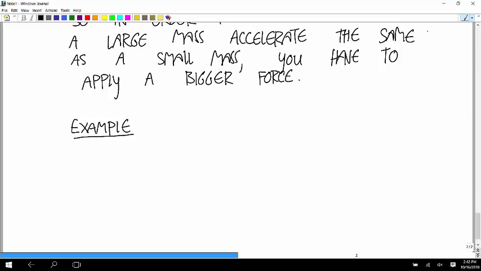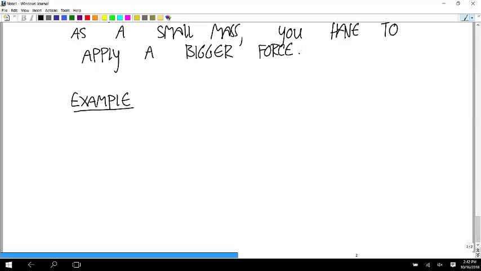Okay, so let's say that here's the floor, and there's a bathroom scale on the floor, and a man on the bathroom scale.